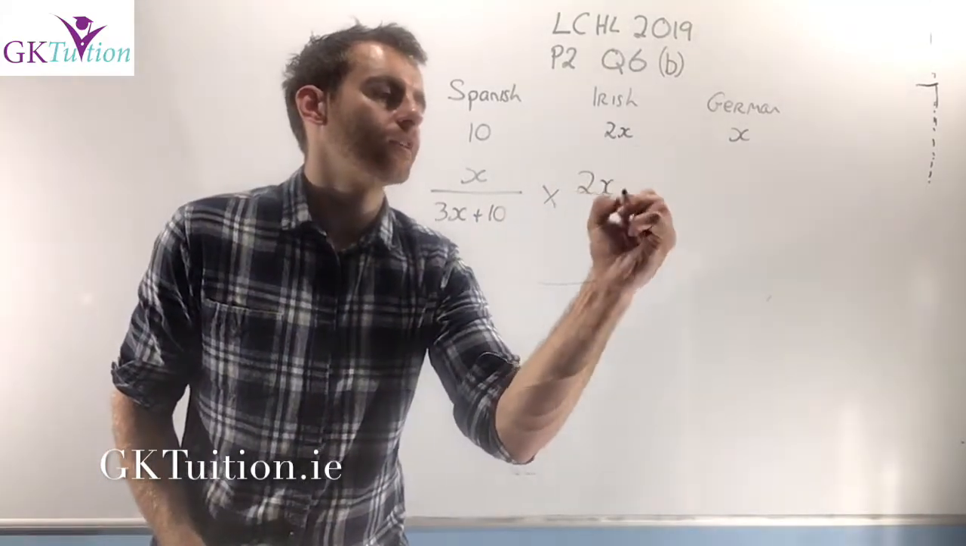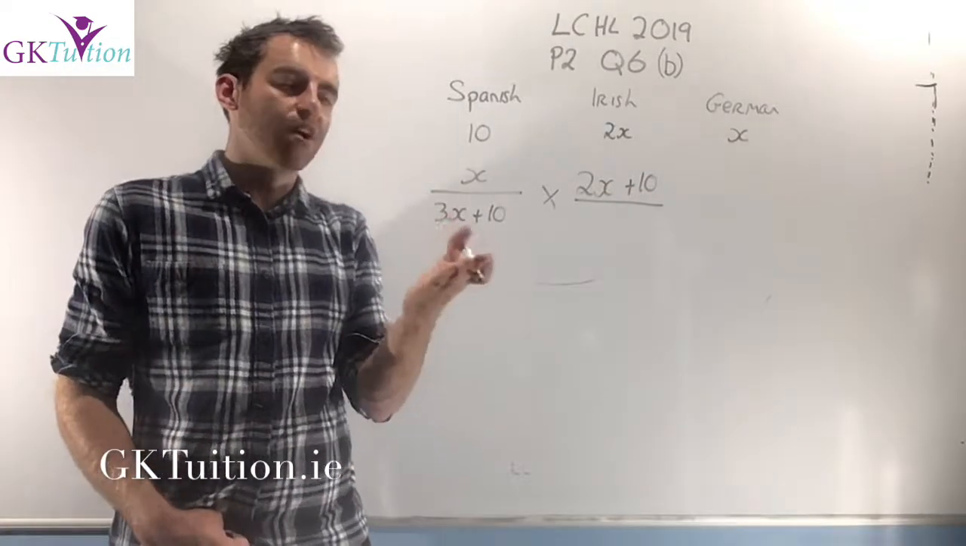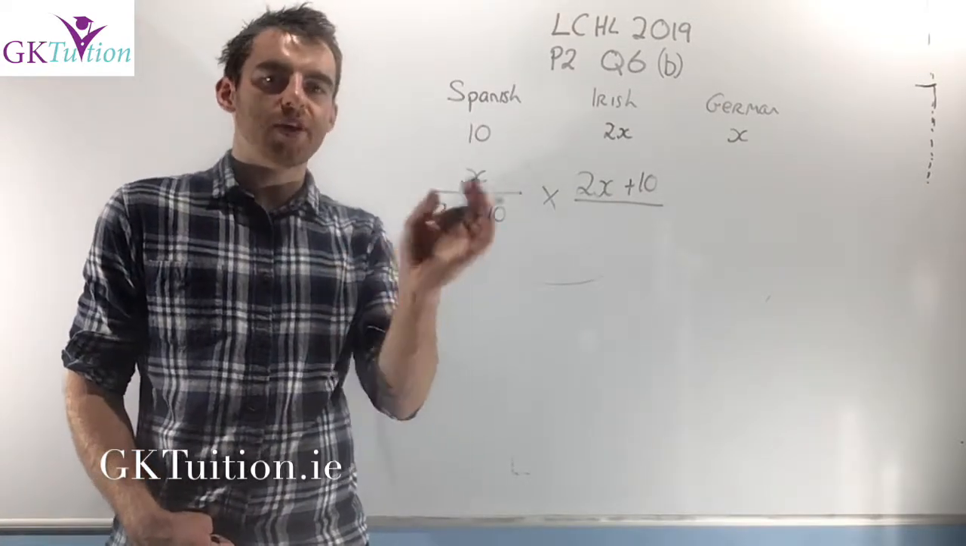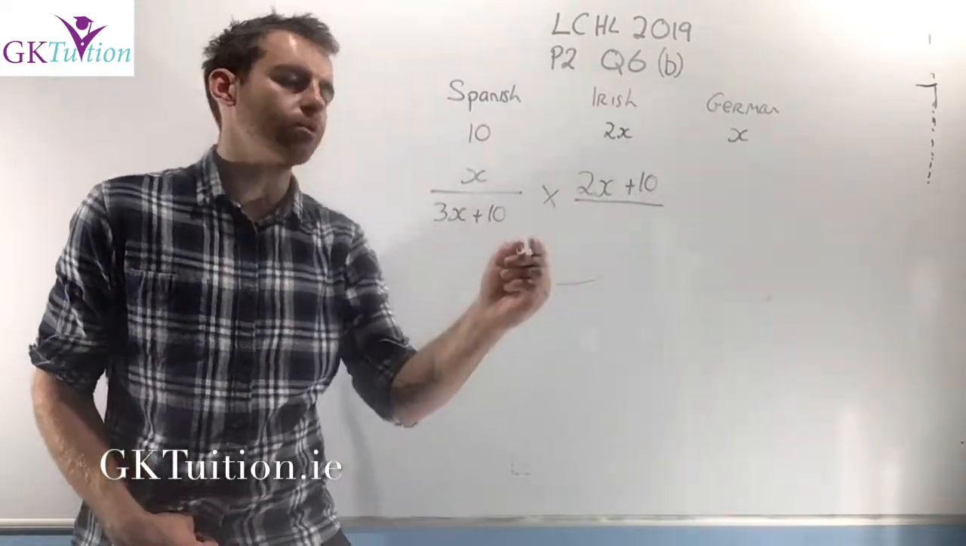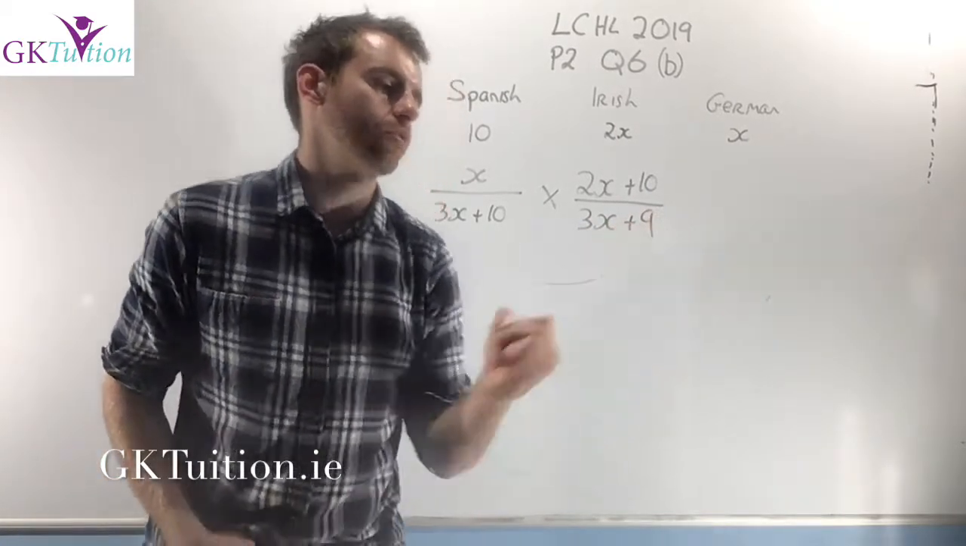The top of that fraction will be 2x plus 10. Now, however, this time there's one less child than there was originally. So rather than it being over 3x plus 10, one of the German children is gone. She's already been on the swing. So now there's 3x plus 9 children left.